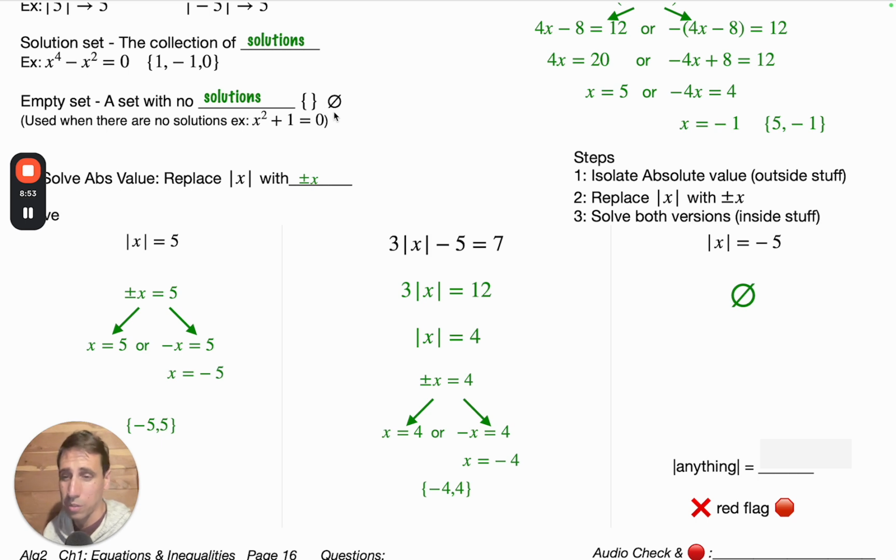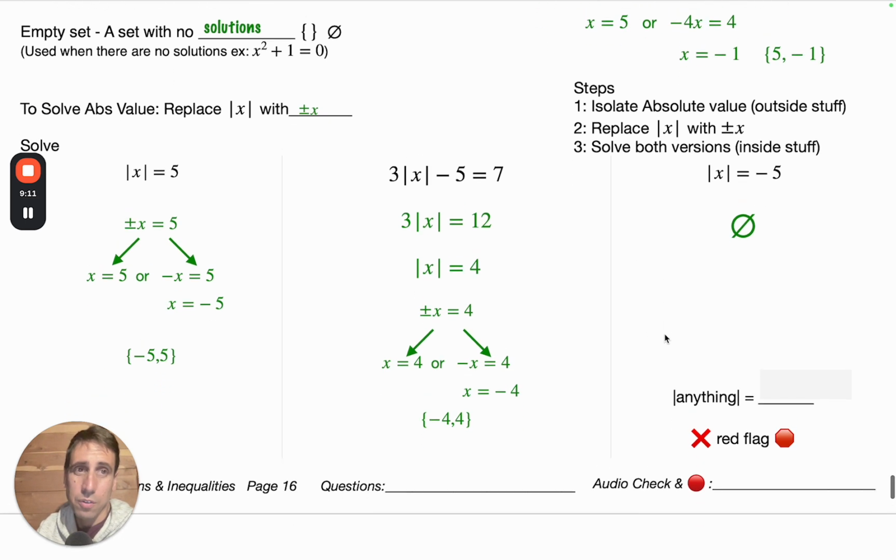Here's an equation, and I want you to fill this collection, this set, with all the solutions. And I say, well, there are no solutions. And if there are no solutions, you can write this symbol. This is the empty set, with no solutions.